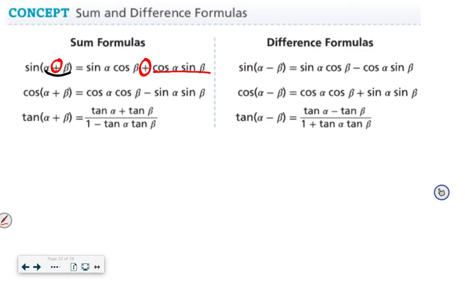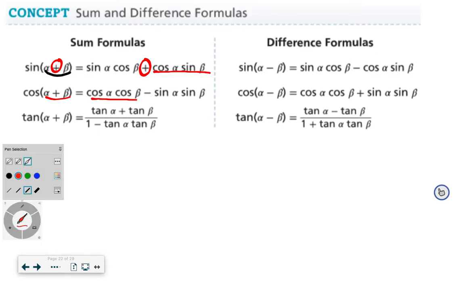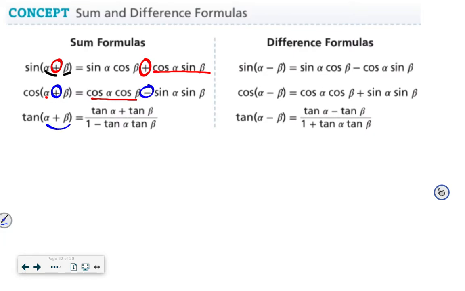What if you have a cosine function? If you are adding two angles with the cosine function, you are going to write them cosine alpha times cosine beta minus sine alpha times sine beta. The key point you are supposed to be careful about here is, if you are adding, you are going to subtract. And the last one is, if you are adding two angles with tangent function, you are going to write this tangent alpha plus tangent beta over 1 minus tangent alpha times tangent beta.